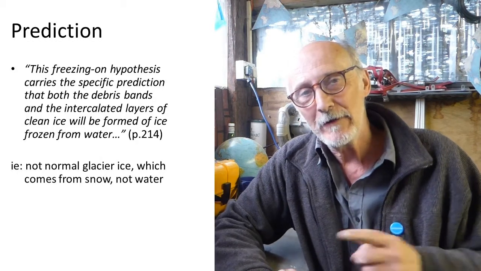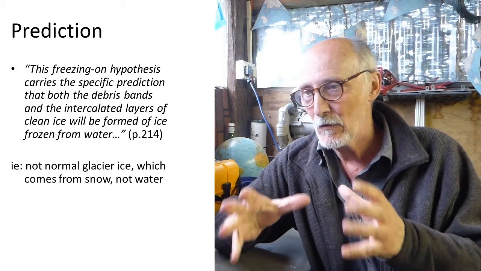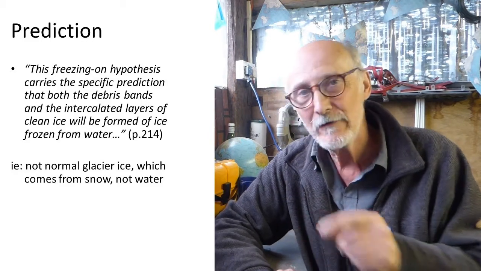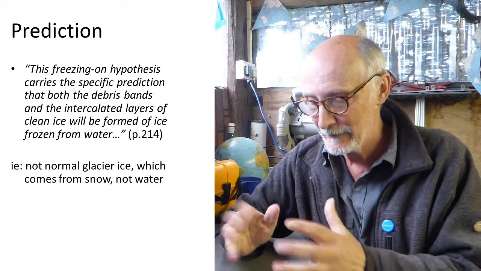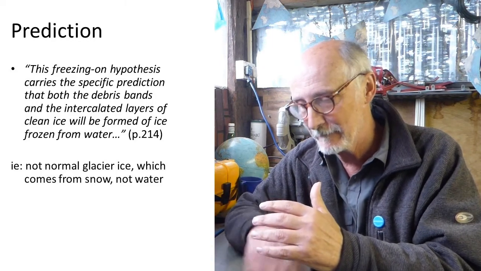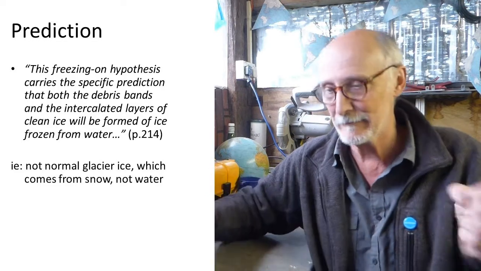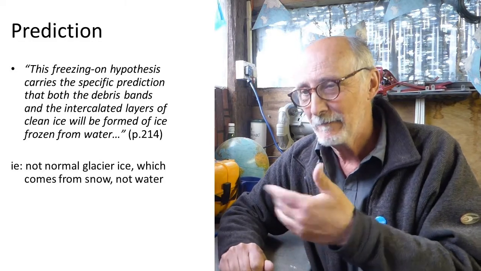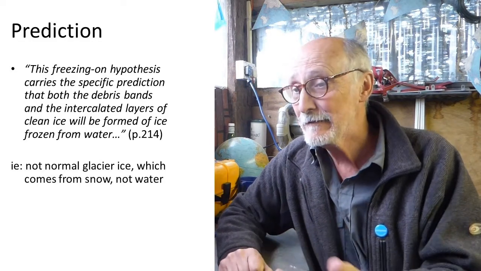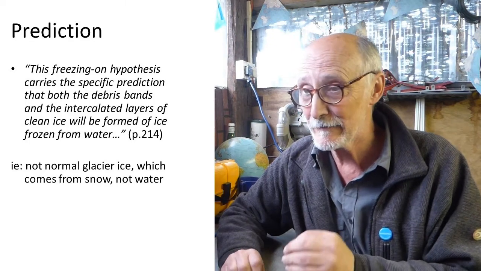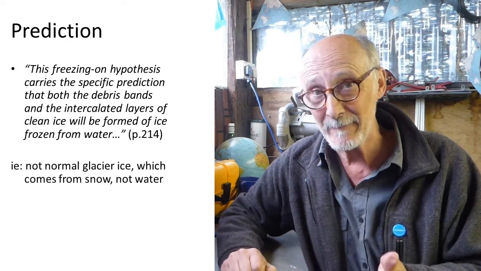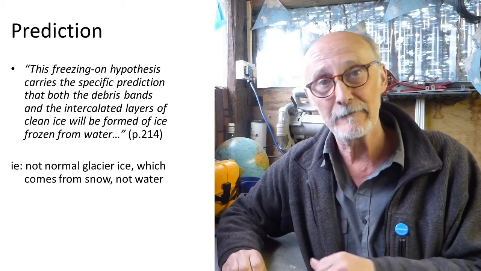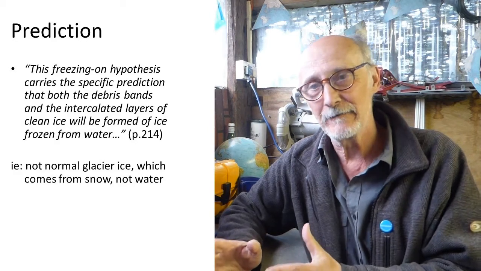That's important because once we think about the Weertman hypothesis, we can think about the prediction of the hypothesis. If Weertman's right, what would you expect to see in that glacier? If it's true that all the base ice is created by freezing of meltwater at the bed, not by all sorts of different processes for all the different facies, but freezing of water at the bed gives you the whole lot, then, as we said in the paper, this freezing on hypothesis carries the specific prediction that both the debris bands and the intercalated layers of clean ice will be formed of ice frozen from water. So that's the implication of Weertman's theory.